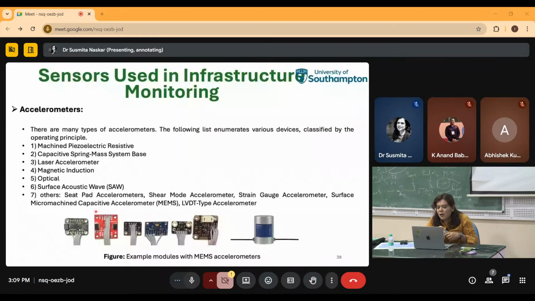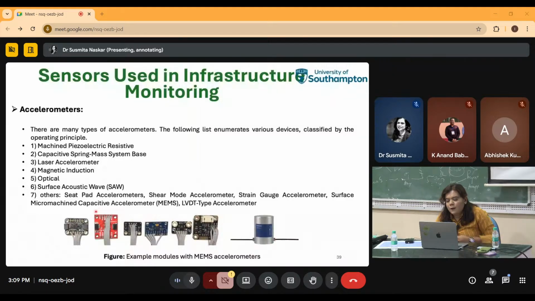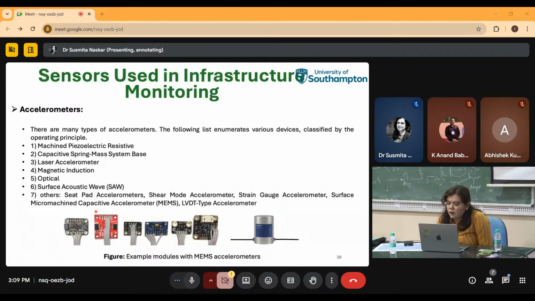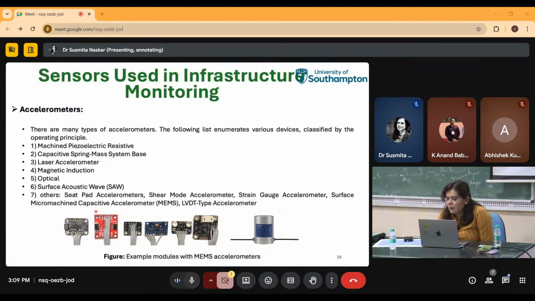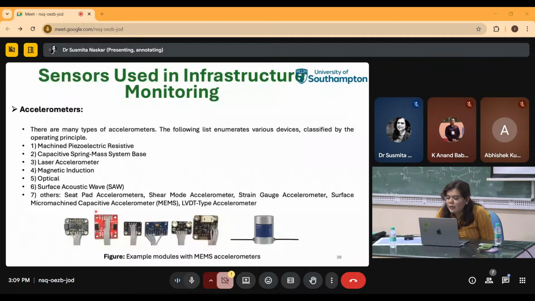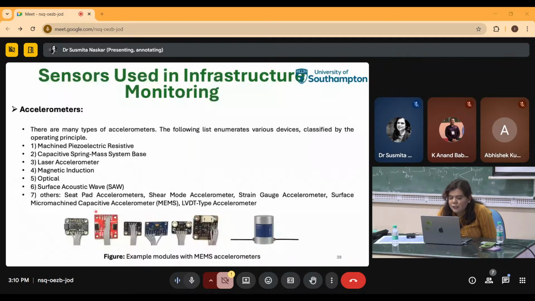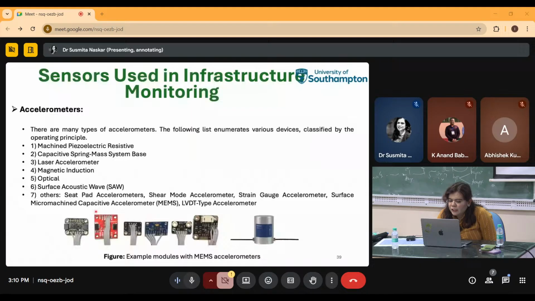Now let's look into the different kinds of accelerometers which are available in the market, or which we generally use for infrastructure monitoring. Depending on their operating principles, the accelerometer can be tailored to specific applications and environments. The first one is the piezoelectric or piezoresistive. They use piezoelectric materials to measure the vibration and acceleration. They are very common in industrial applications.